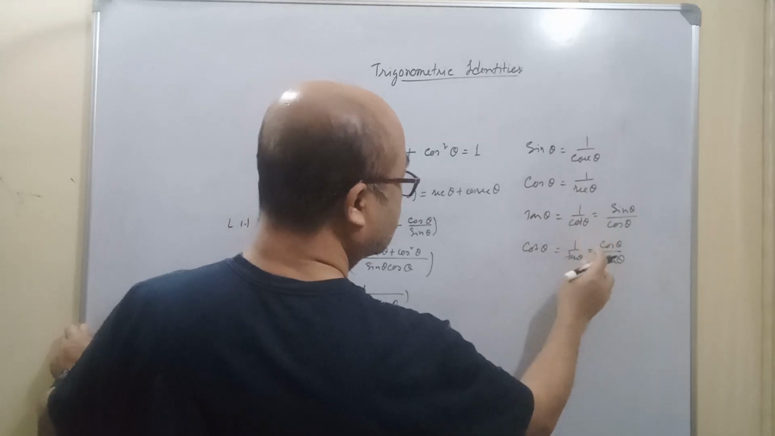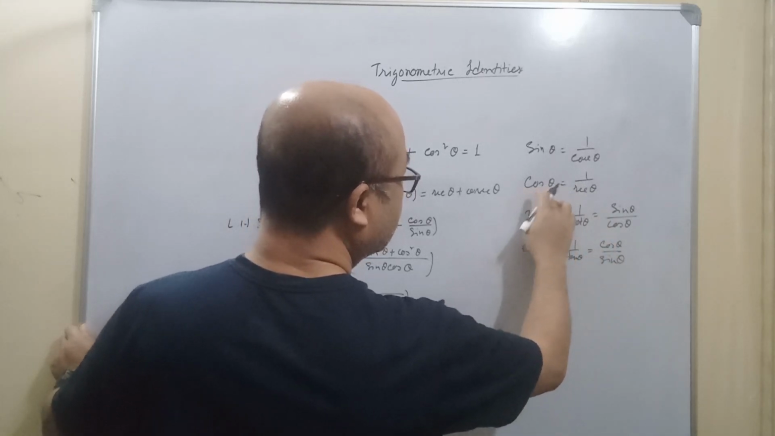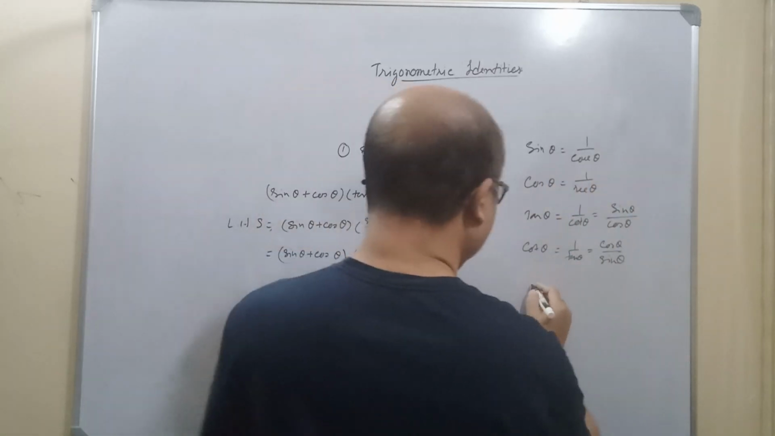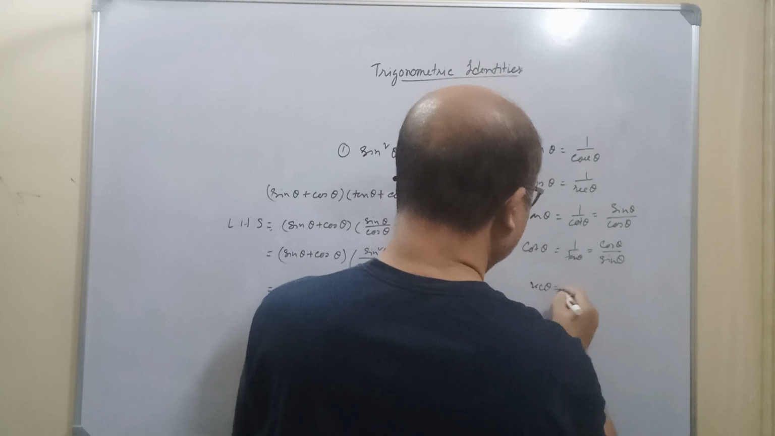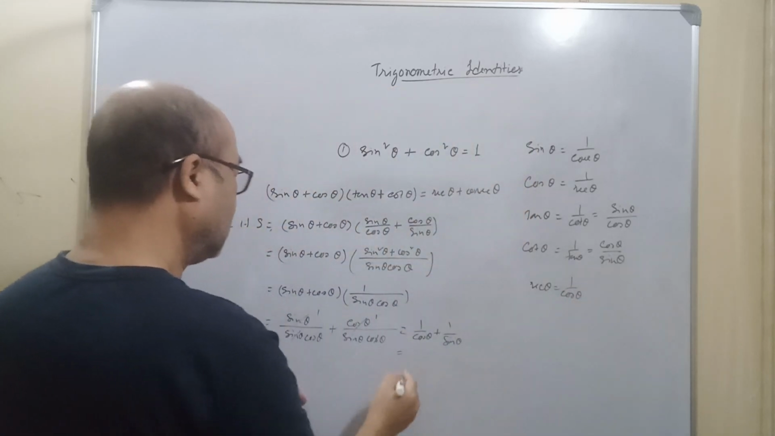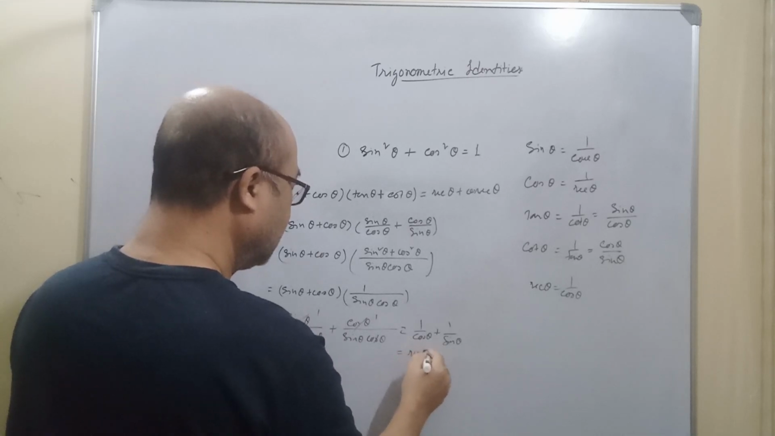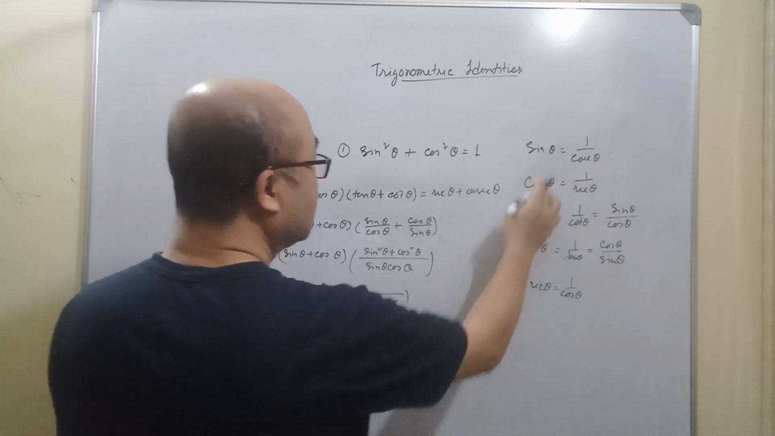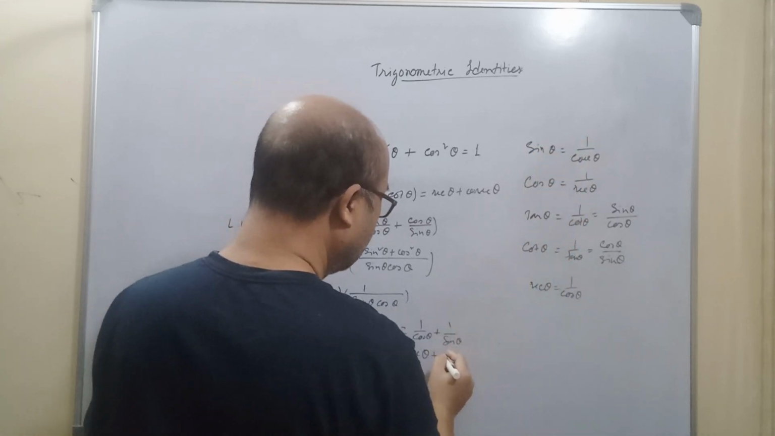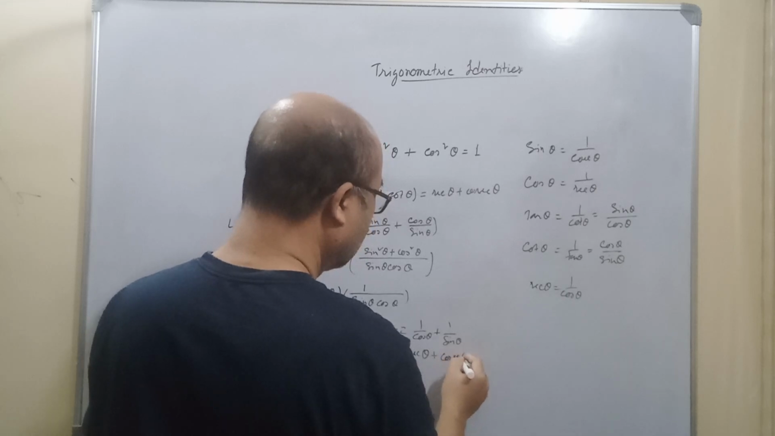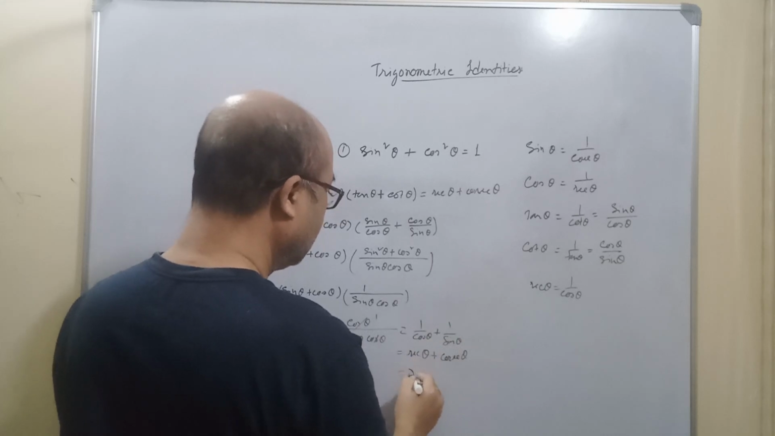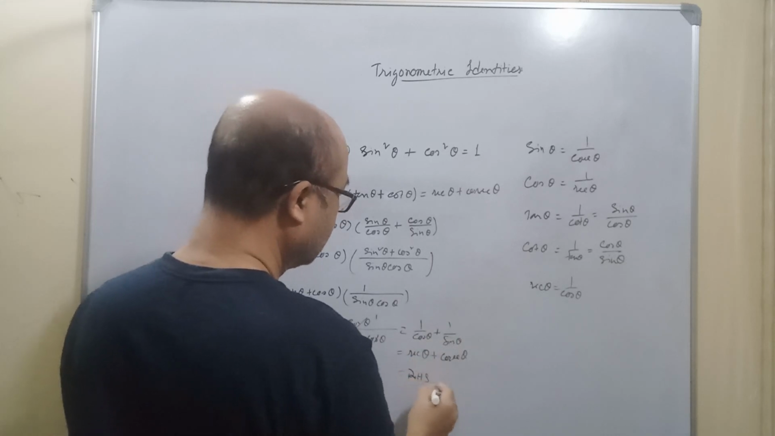Sec θ is 1 by cos θ, right? So we get sec θ and 1 by sin θ. Cosec θ is 1 by sin θ, reciprocal. So we get cosec θ, which is equal to the right hand side. So this is proved.